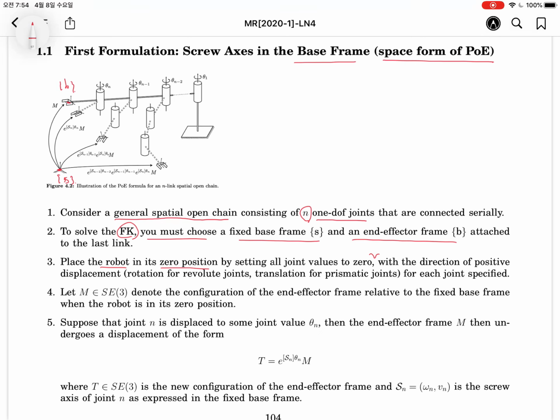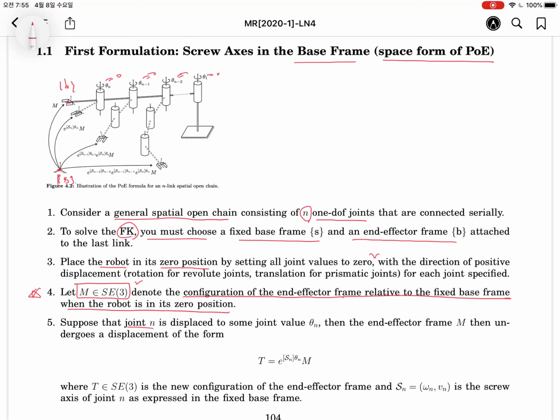The first step, let's obtain M, the configuration of the end effector frame relative to the fixed frame when the robot is in its zero position. Okay, so M will be called the configuration at the zero position of the robot. Okay, in here, this is 0, this is 0, this is 0, and this is 0. And if you read this reference frame in terms of S, that will be M.